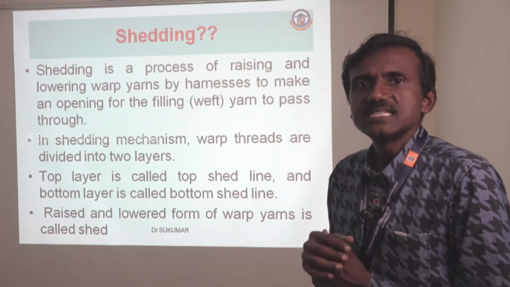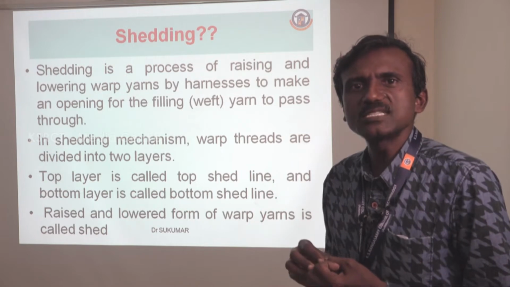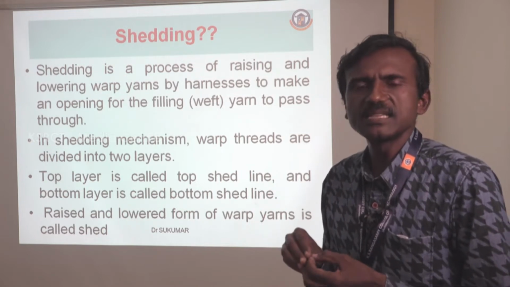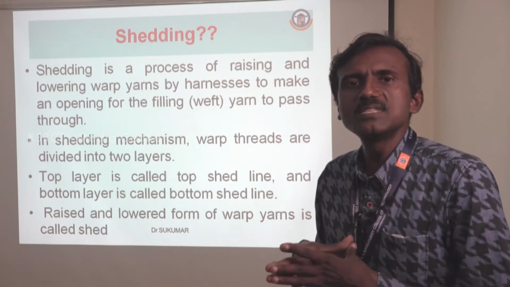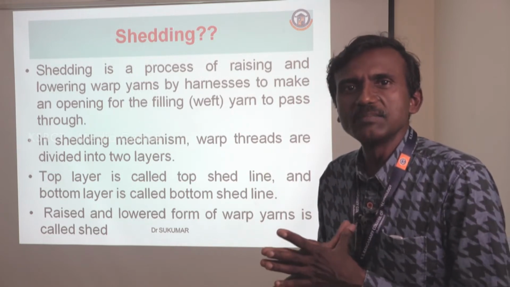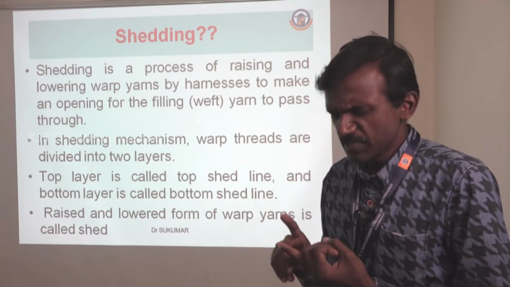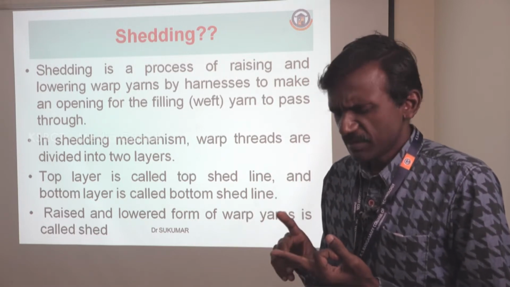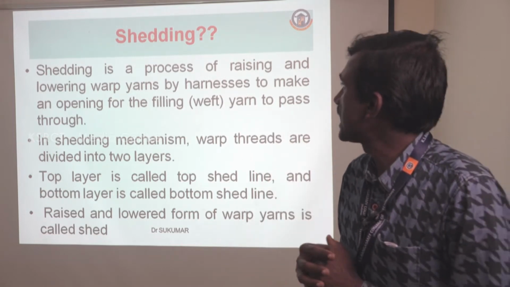In the last class, we have seen about the main primary motions. The primary motions are shedding, picking, and beater. It is simple to remember with our old singer called SVP Balasubramaniam. S stands for shedding, P stands for picking, and next is the beater mechanism. So let us start today's class with the shedding mechanism.